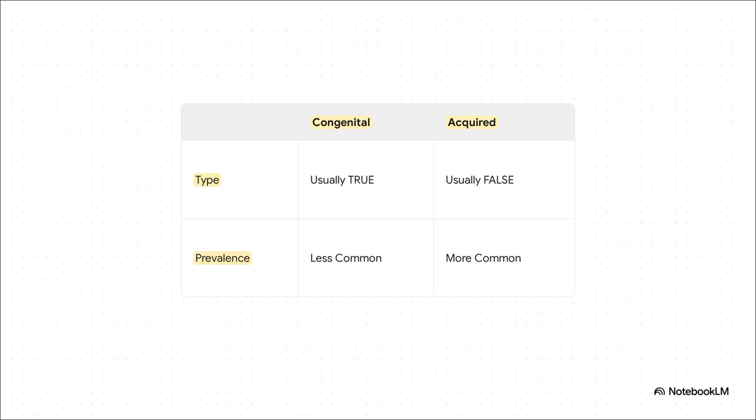Remember the congenital type, the one you're born with, that's less common? Well, that is usually a true diverticulum. But the acquired type, the one that's way more common and develops over time, that is usually a false diverticulum. And that right there is the key idea that ties this whole thing together.